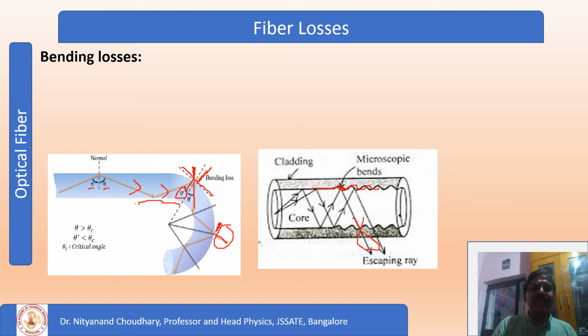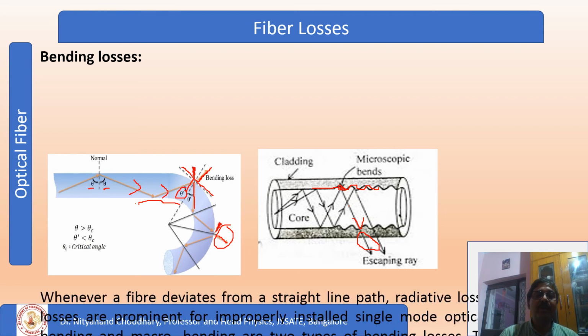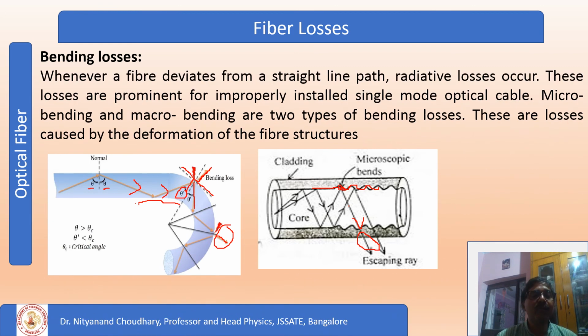So what we can say, this is your macroscopic because this is a large bend, and this is your microscopic because this is a small bend, and because of this the signal is lost, that is, the signal is coming out of the optical fiber. So this is what we have written over here.